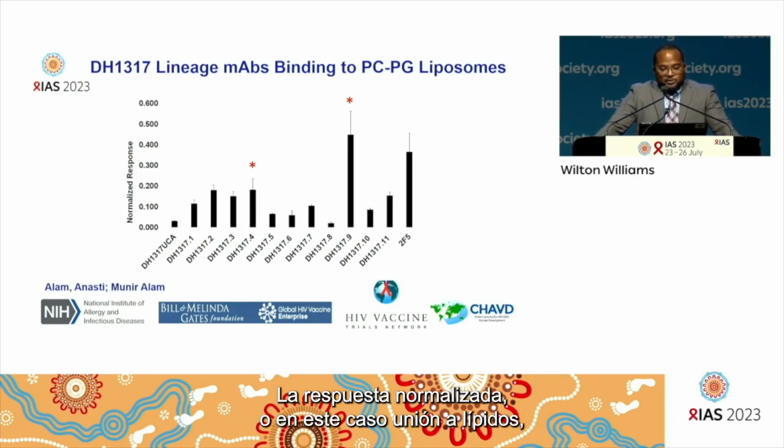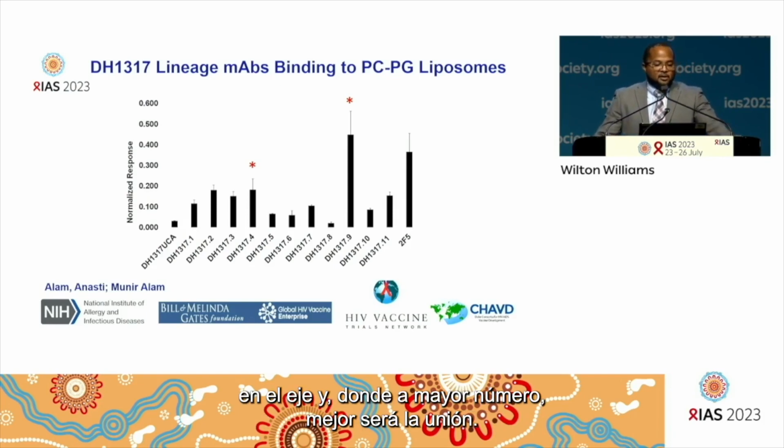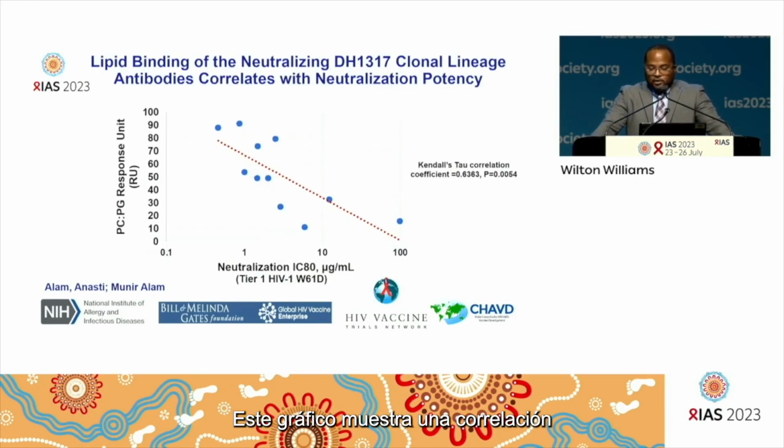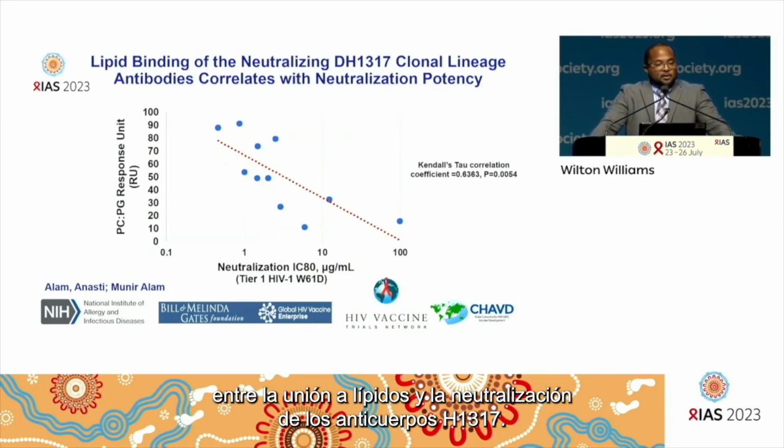There's normalized response, or in this case lipid binding, on the y-axis, where the higher the number, the better the binding. And as shown by the red asterisks, you'll see that the best neutralizing antibodies in this clone demonstrated the highest lipid binding. This graph shows a correlation between the lipid binding and neutralization of DH1317 antibodies.